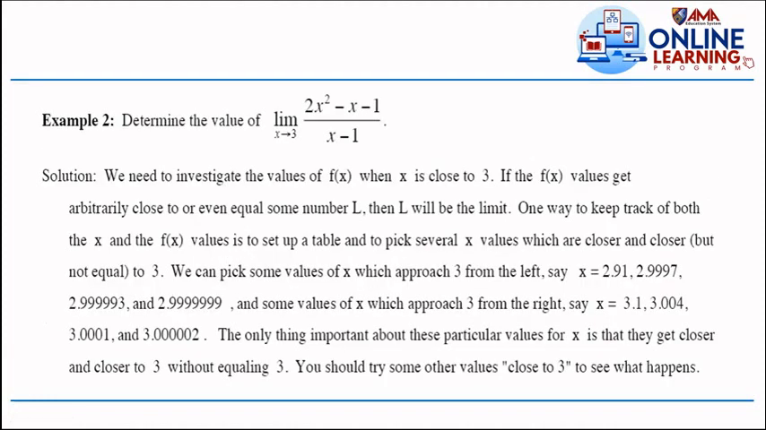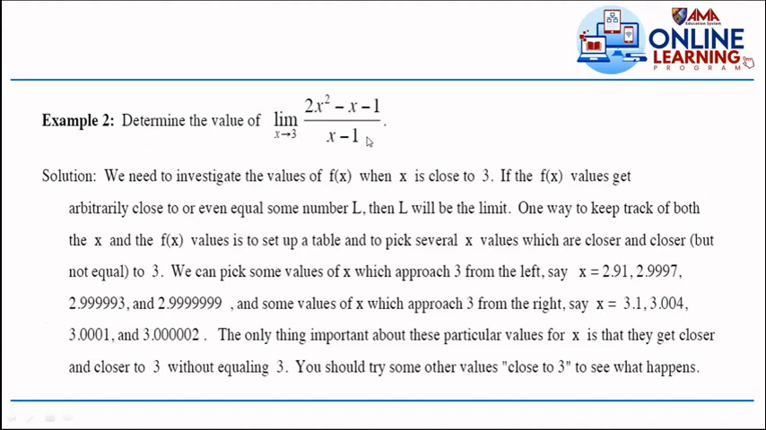Next, we have number 2, no? So determine the value of the limit of 2x squared minus x minus 1, all divided by x minus 1, as x approaches to 3. Okay? So if we're going to look on the denominator, okay, substitute na natin yung limit po natin. 3 minus 1 is 2. Ibig sabihin, hindi po 0 yung denominator natin.